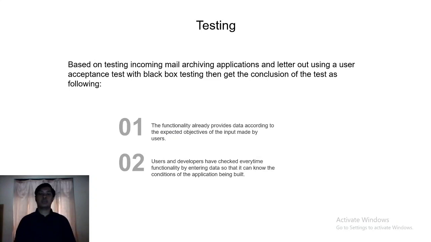Next is testing. Based on testing the incoming and outgoing mail application using a user acceptance test with black box testing, we get the conclusion of the test as follows. Number one, the functionality already provides data according to the expected objective of the input made by the user. Number two, the user and developer have checked every functionality by entering data so that the condition of the application being built can be known.